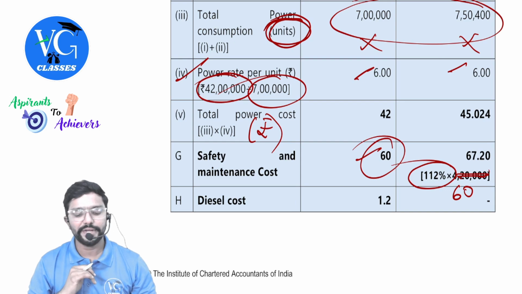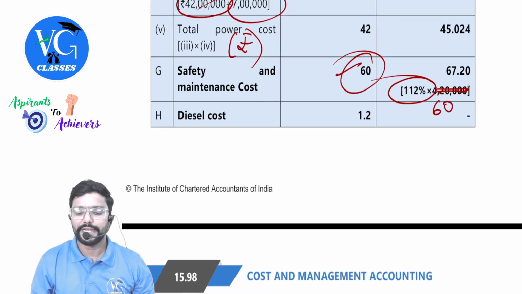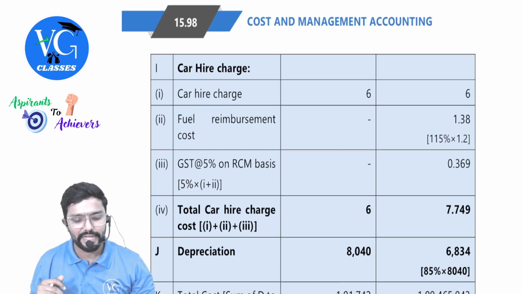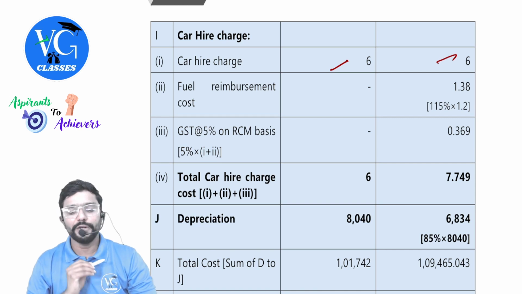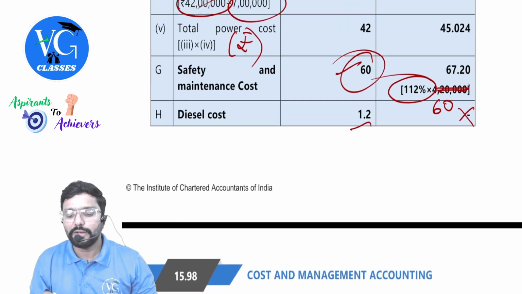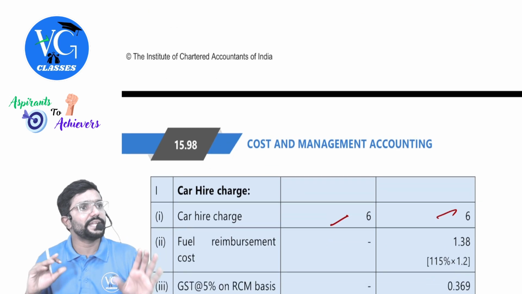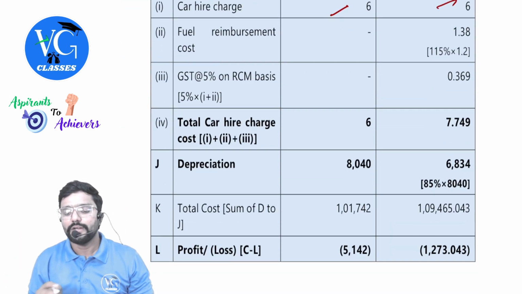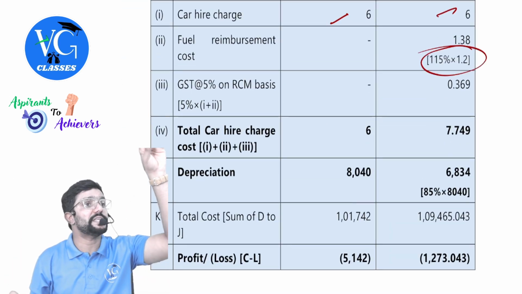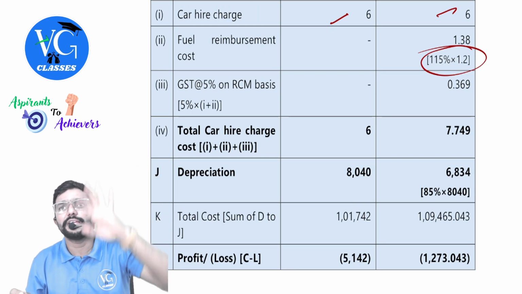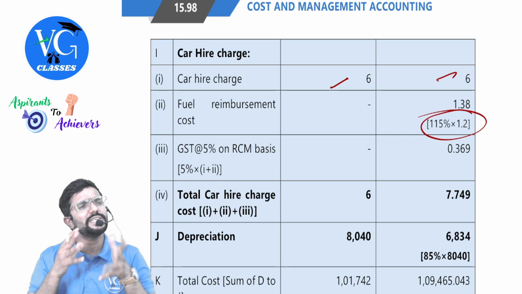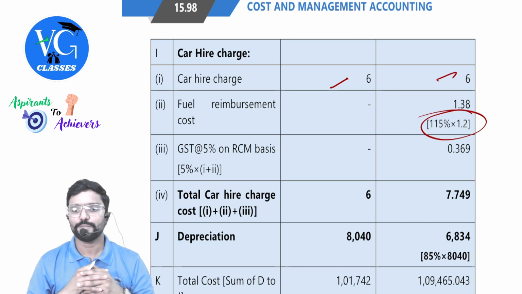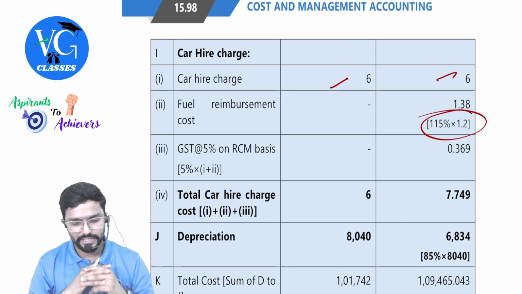Diesel cost 1.2, 1,20,000. Take it. Sir, here nothing because they have taken it later. Car hire charges, guys. 6 lakh. Fuel reimbursement, guys, listen. This 1.2. Now, we are not incurring. They will incur, I will reimburse it. How much? 15% increase also is there. So 1.2 into 115%, or just plus 15%.